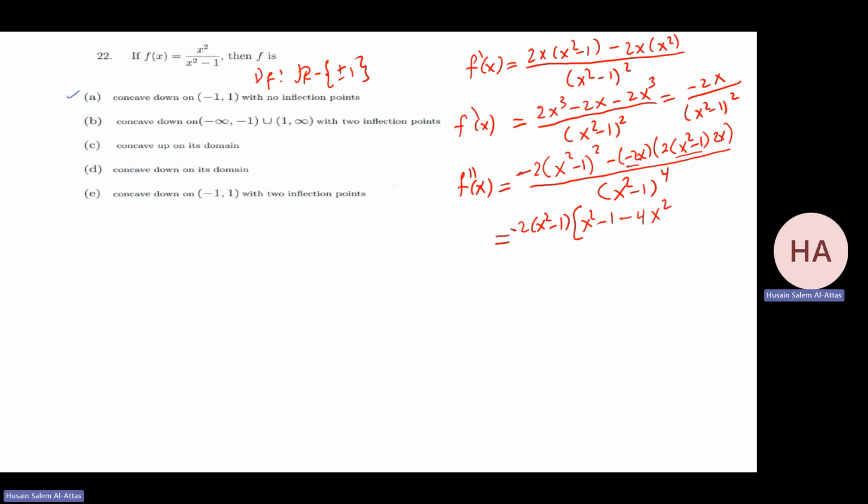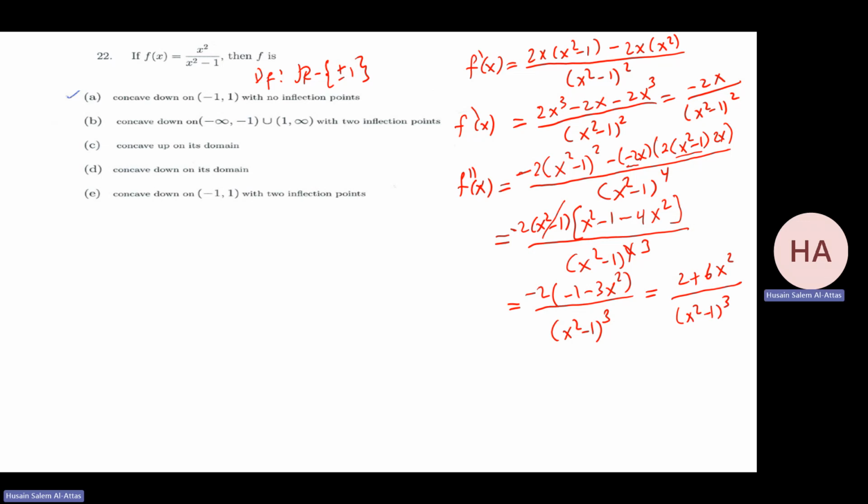It's minus x times 2 times 2x. That's minus 4x squared over this. This cancels, this is 3. That gives me minus 2 times minus 1 minus 3x squared over this cubed. In other words, it's 2 plus 6x squared over this. Now, if I want to check f double prime equals 0, that would give me 2 plus 6x squared equals 0, which is impossible, because this is always positive.